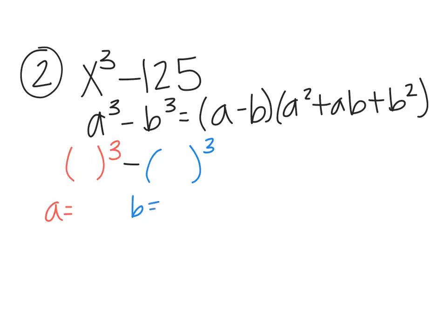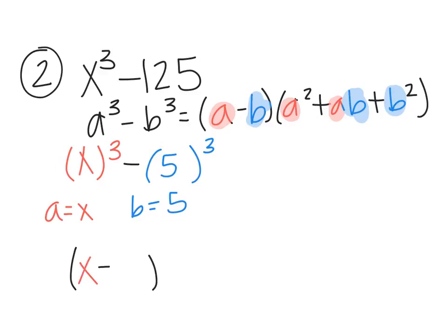So x cubed is, well, obviously x to the third power. 125 is 5 to the third power. So a is x and b is 5. So I'm going to plug in everywhere that I see an a, I'm going to plug in x. And everywhere that I see a b, I'm going to plug in 5. So first of all, I have a minus b. Well, a minus b would be x minus 5.